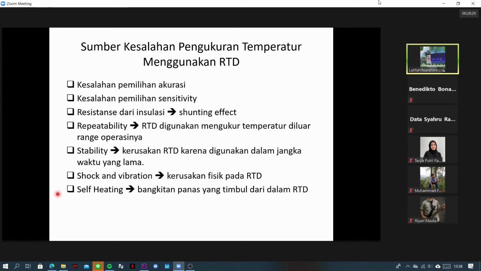Also the self-heating. The heat is not coming from the object that we measure, but the heat is coming from inside the RTD. For example, probably the wire is too long, and the current is too high, and so on, so that heat is generated. So it is self-heating.